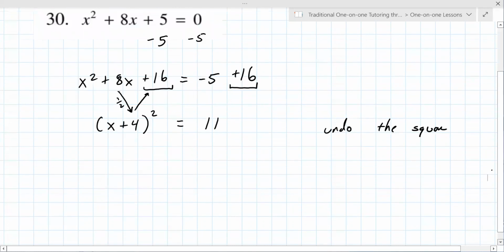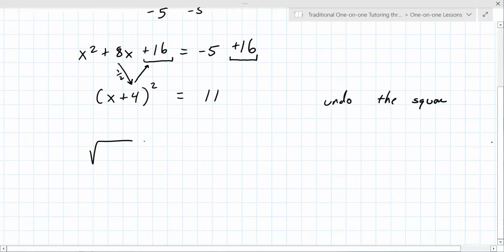What would be really ideal is if the square root of 11 was known, but it's not friendly. So unfortunately, you have to leave it as this plus or minus square root of 11. But it does undo the square on the other side.